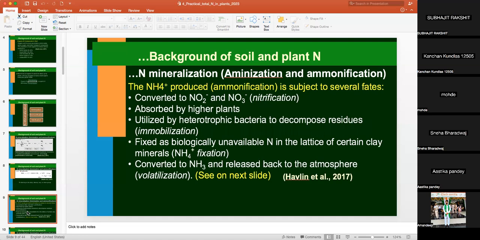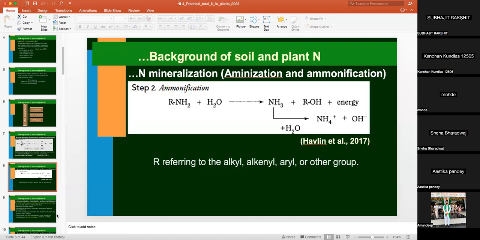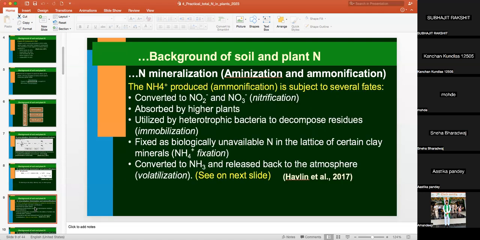Now you see the fate of ammonium. Right now you have seen this ammonium was made through ammonification. What will happen to this ammonium? The ammonium produced here can follow different routes or different fates. First, some of the ammonium can be converted to nitrite and nitrate. So some will be channeled to nitrification.